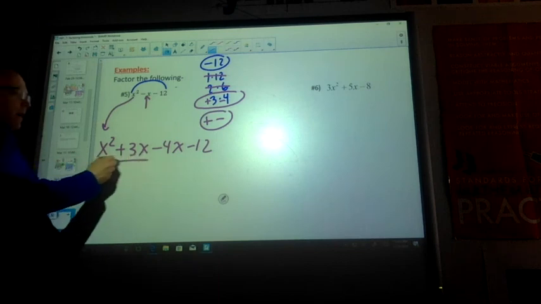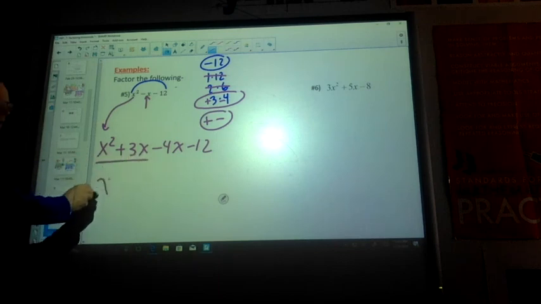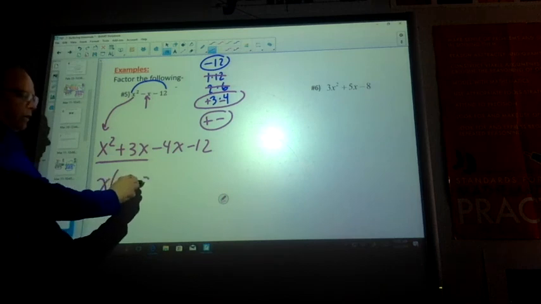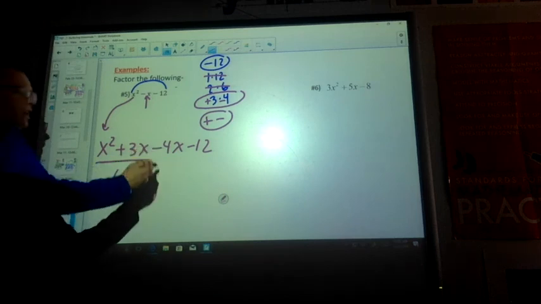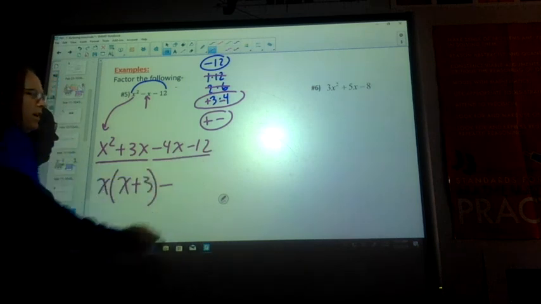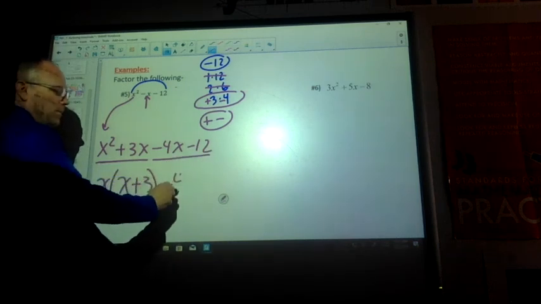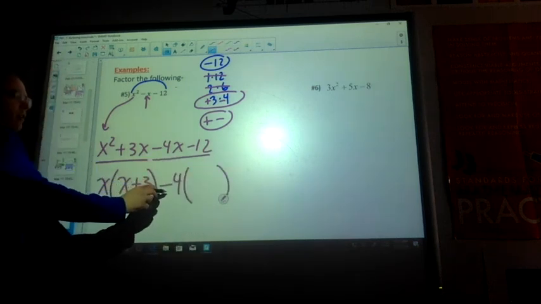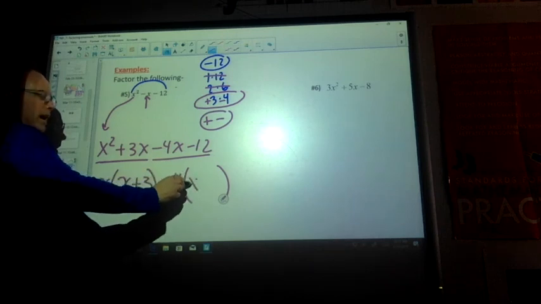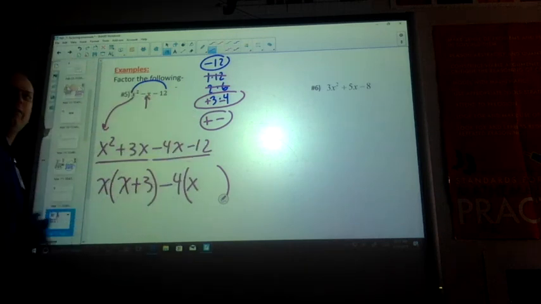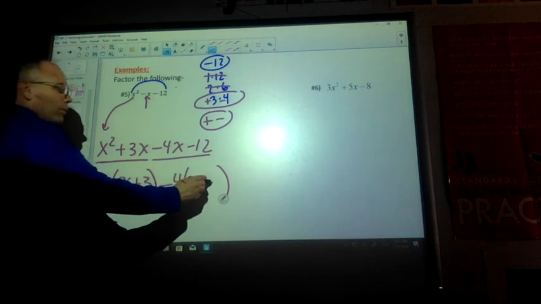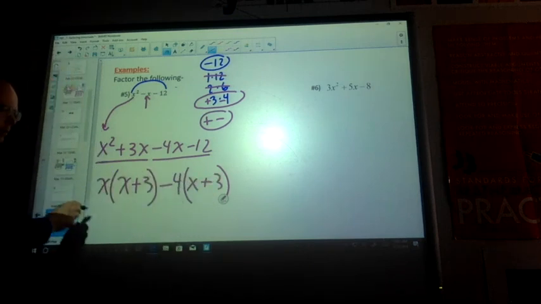Still with me? What do I have in common here? And I get x plus 3. Agree? This sign has to match here. What can I factor out of this? If I factor a -4 out of -4x, I'm left with x. If I factor a -4 out of -12, it is +3. Look at that! X plus 3, x plus 3.